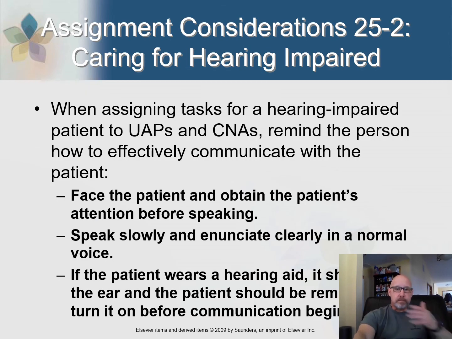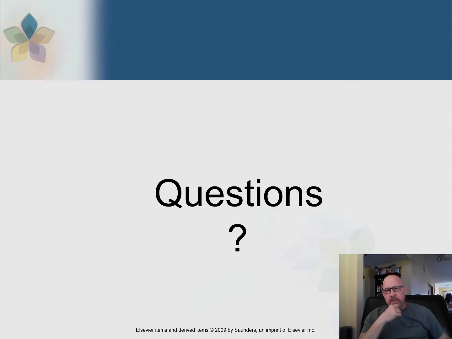So, what else? When caring for the hearing impaired, make sure you face them when you speak to them. A lot of times, they can kind of read your lips, and that helps. Speak slower, enunciate your words. Don't shout or yell. All right, well, this kind of finishes up.